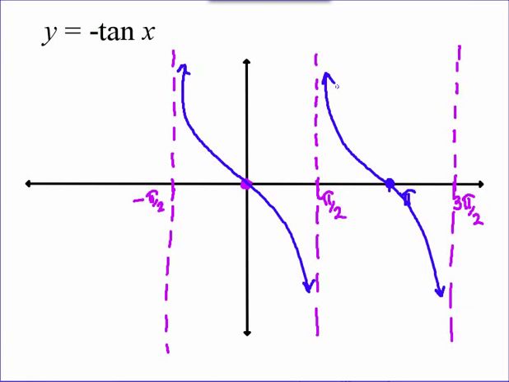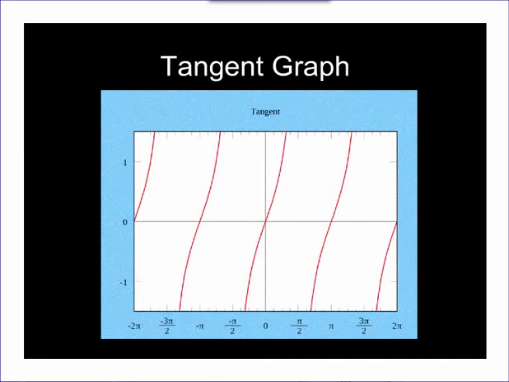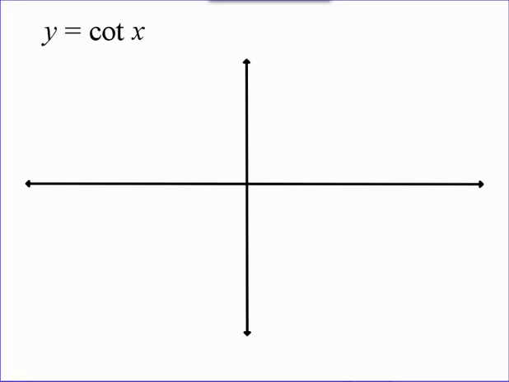So there you go. That's what the tangent graph would look like on graphing software. Now we're going to look at cotangent. Cotangent of x. So now this is where your pink sheet once again is going to come in handy. At what values is cotangent undefined? So where's cotangent undefined?